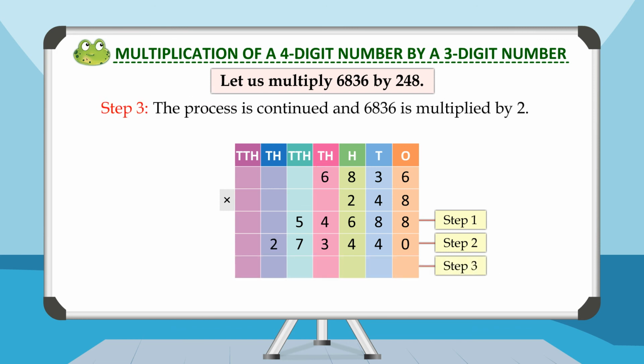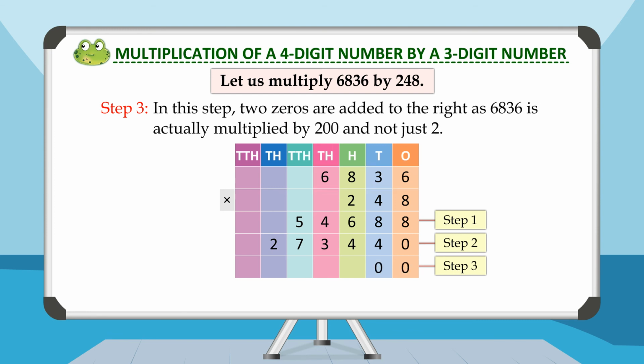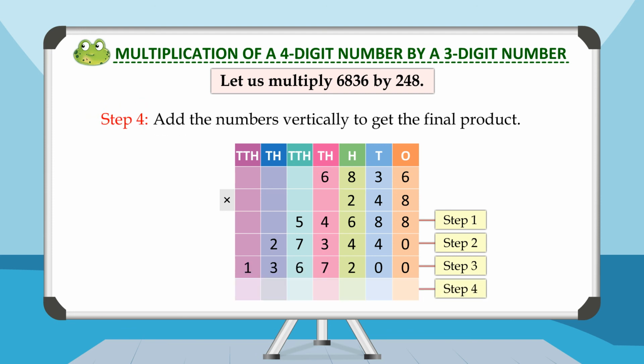Step 3. The process is continued and 6836 is multiplied by 2. In this step, 2 zeros are added to the right, as 6836 is actually multiplied by 200 and not just 2. Step 4. Add the numbers vertically to get the final product. Thus, the product is 1695328.